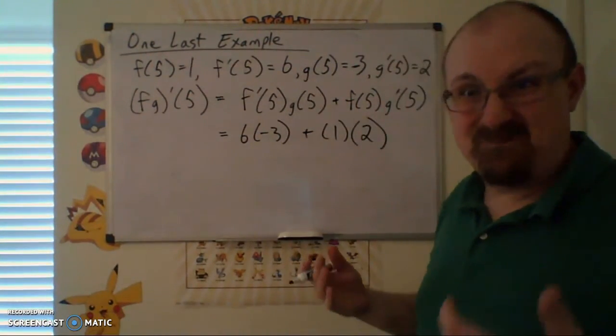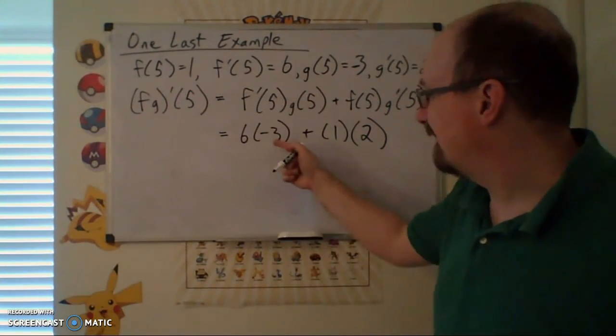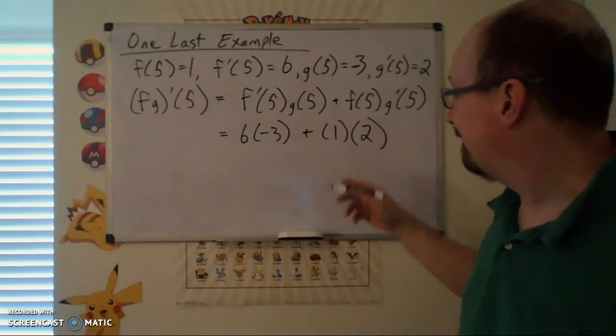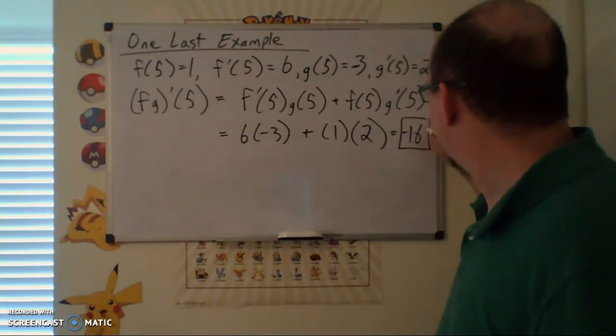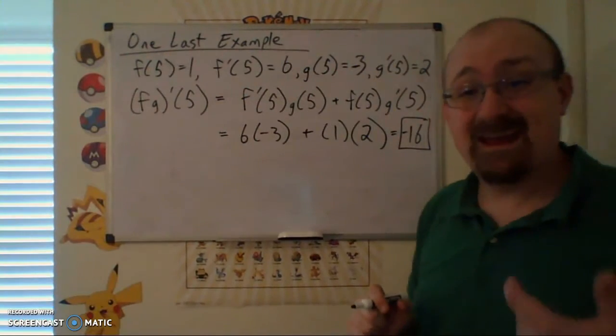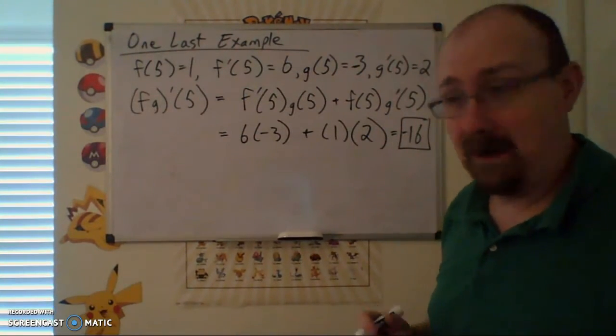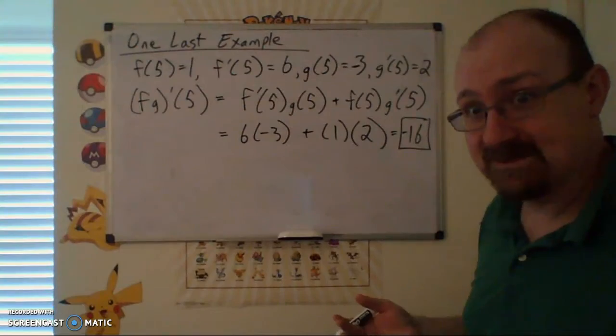And now it's just arithmetic from here, right? So 6 times -3 is -18. 1 times 2 is 2. You add them together, and I think I should get a derivative value for that product of -16. So not 0, right? -16 is not the same thing as 0.